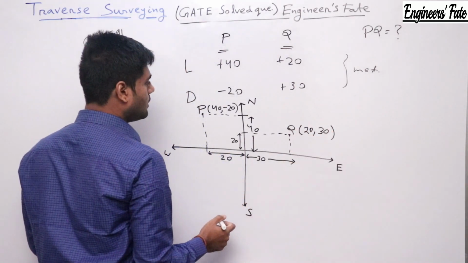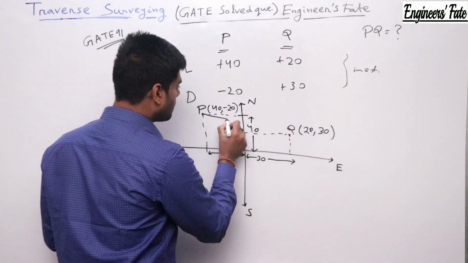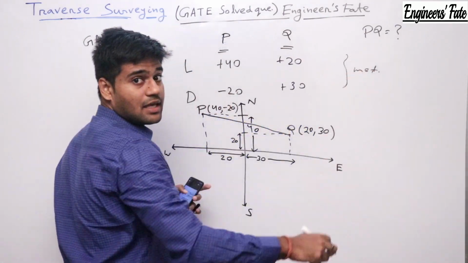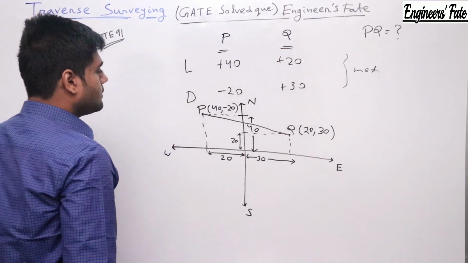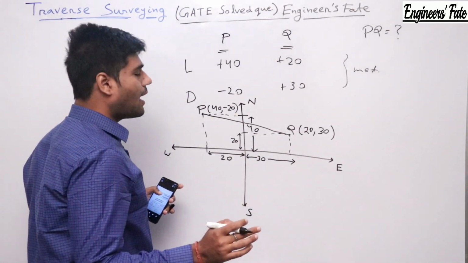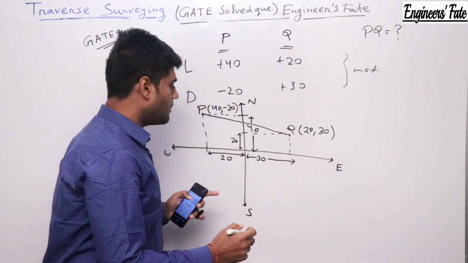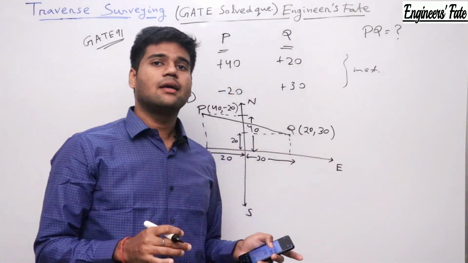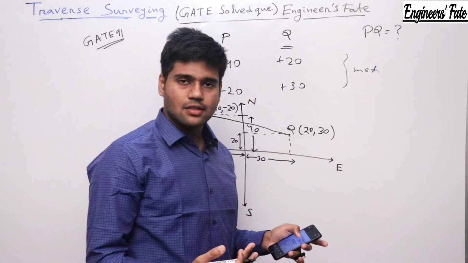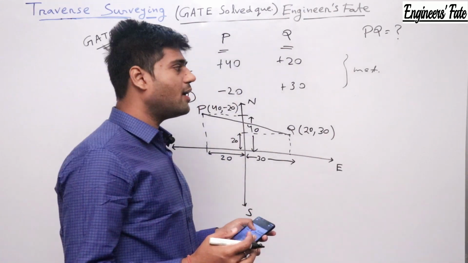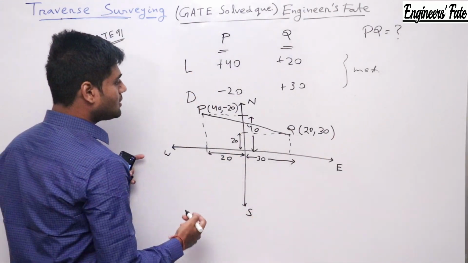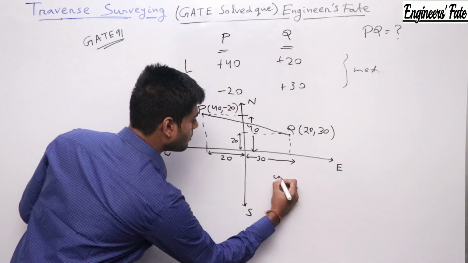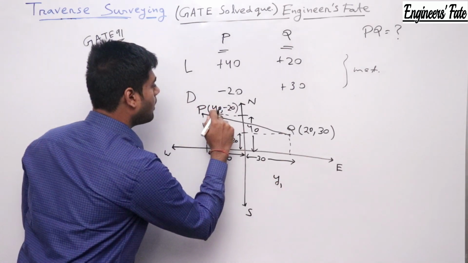Then he is asking us what is this length PQ. So how to find that? At first I need to convert my traverse coordinates to coordinate geometry coordinates. Why convert that? Because I am going to find the distance PQ and the distance formula is in coordinate geometry. So just see that, the first coordinate will be the y coordinate. So the y1, this will be the y coordinate.